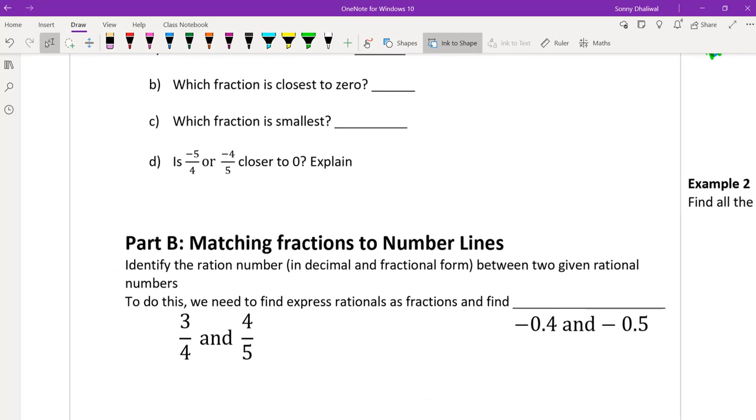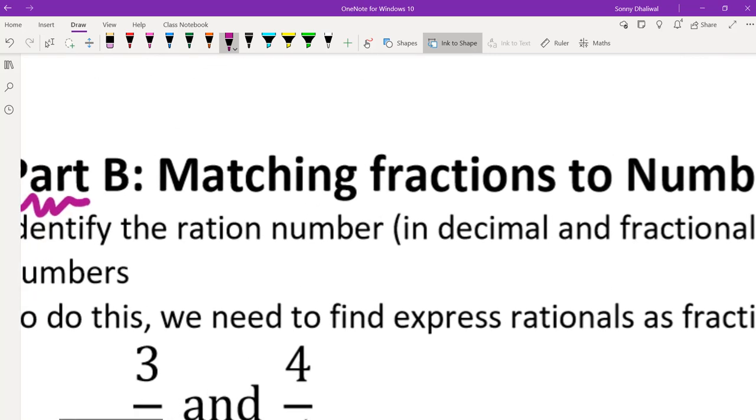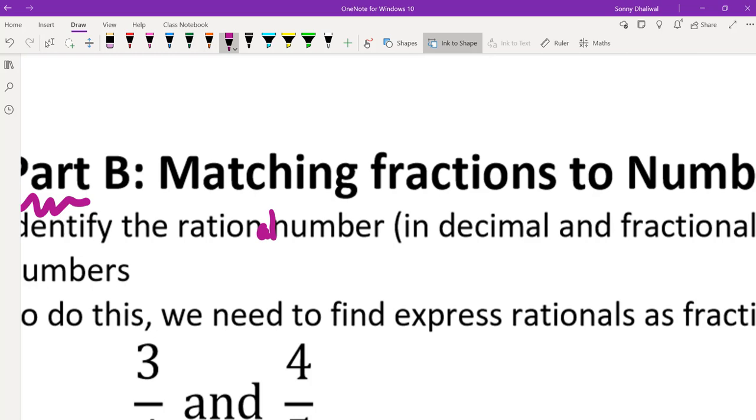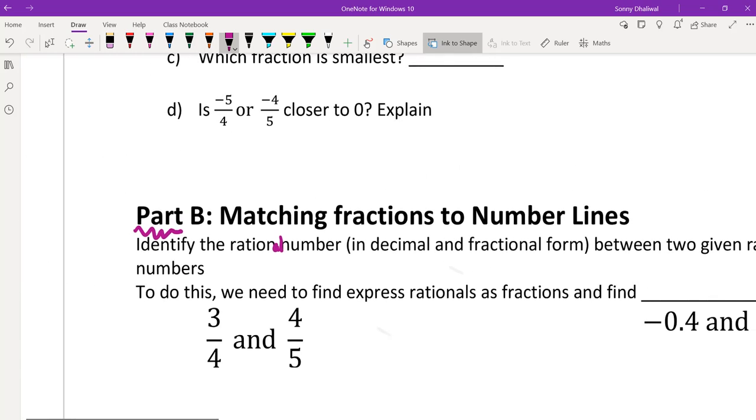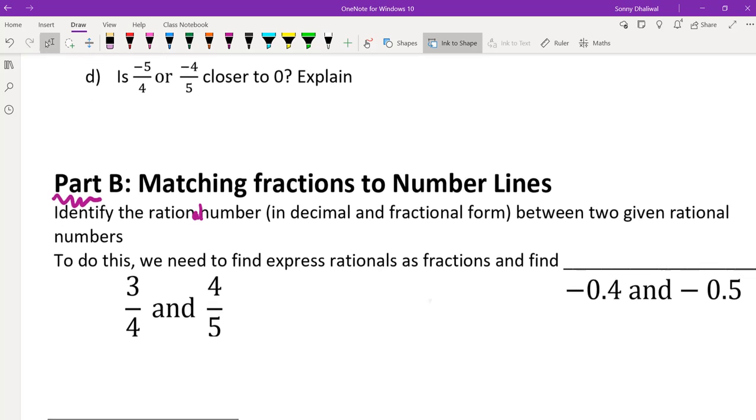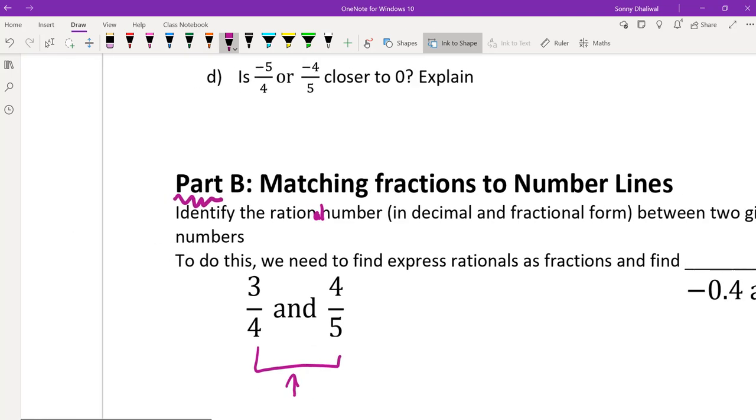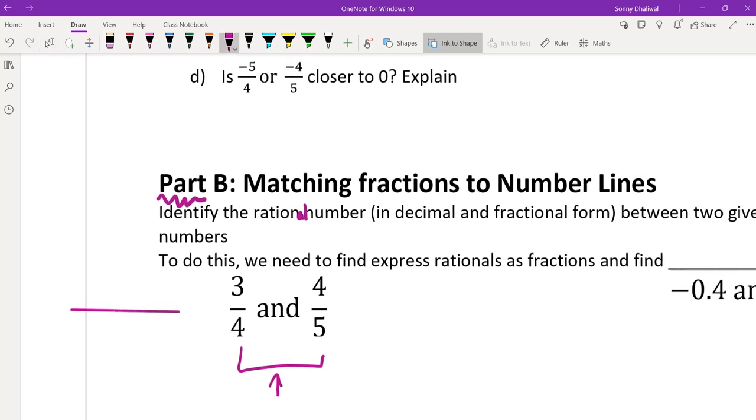All right, next part. Part B, compare matching fractions to number lines. In this question, we want to identify the rational number, that means a fraction, in between the two numbers given. What number is exactly in between these? If I put these on a number line and I had 3/4 right here and 4/5 over here, what number is exactly halfway in between?